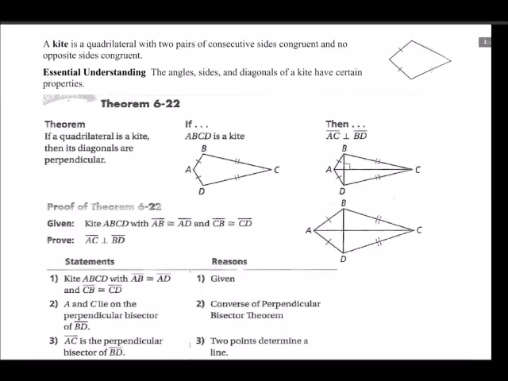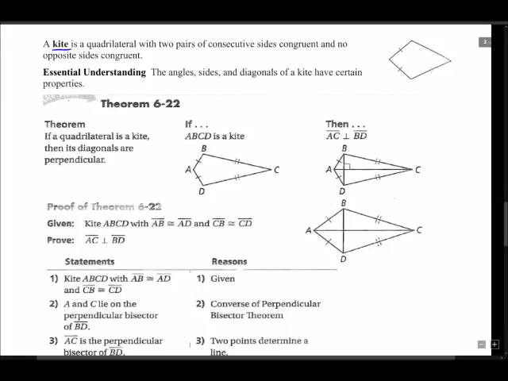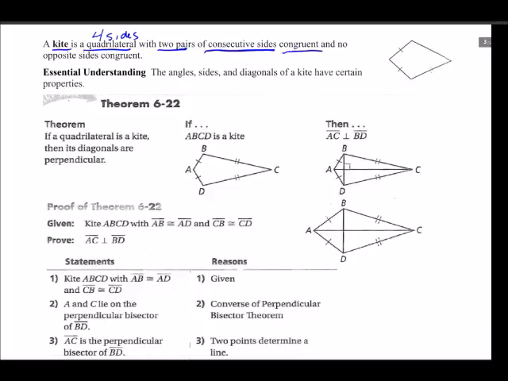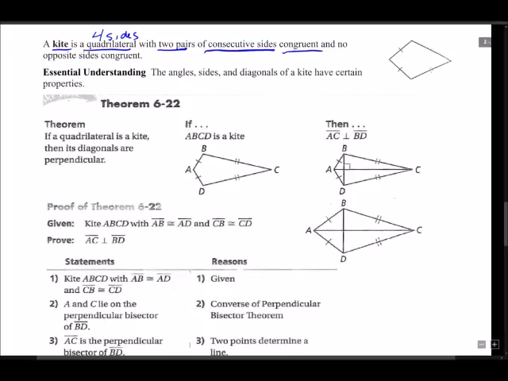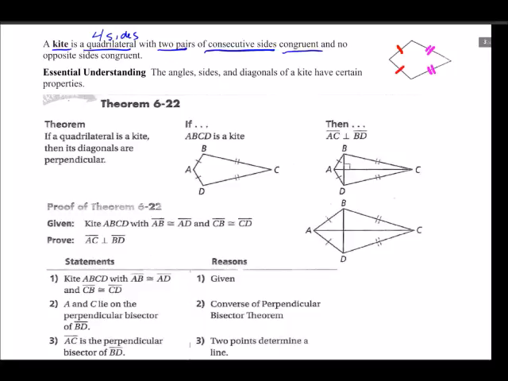Kites. And we're going to start this with some vocabulary. A kite is a quadrilateral, so that's 4 sides, with 2 pairs of consecutive sides that are congruent. Now, consecutive means next to each other, right? So 2 pairs of congruent consecutive sides. That means this side and this side are congruent, and this side and this side are congruent. This is different from our parallelograms. Okay, so good to go with kites.